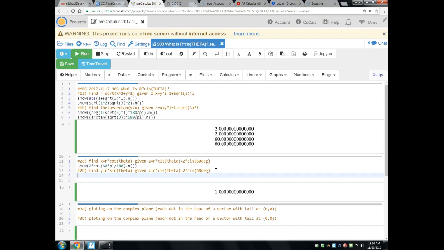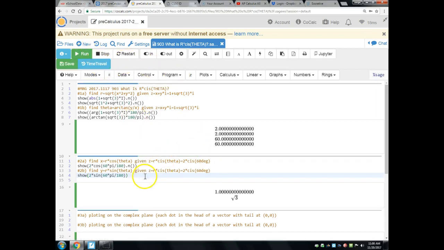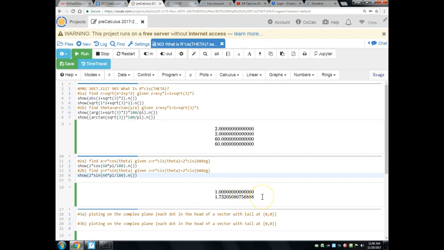And how do you get the y? Well, let's do the same thing. But it's r sine theta, right? So show 2 times the sine of 60 times pi over 180. And that's what we get now, and that should be the root 3. And it is, and if you want to numberify it, you get 1.732-ish, right? If you like. Okay, there you go. Perfect.